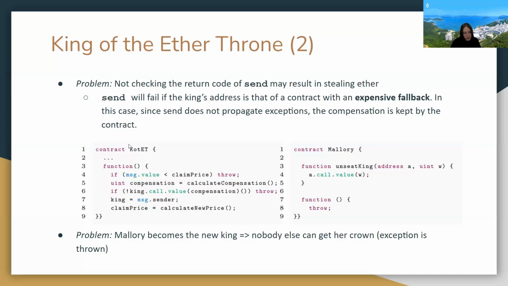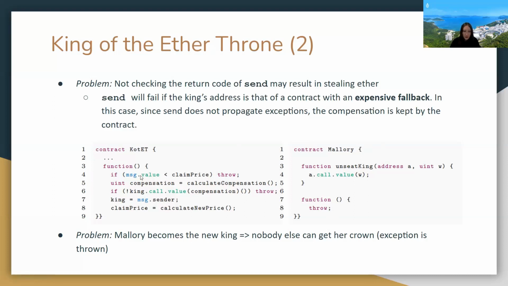And now let's consider another attack. Let's consider this Mallory contract. It has a function unseat king, and it sends some Wei value to the king of the Ether contract. And then it has a fallback function which throws an exception. So here, let's see what happens.